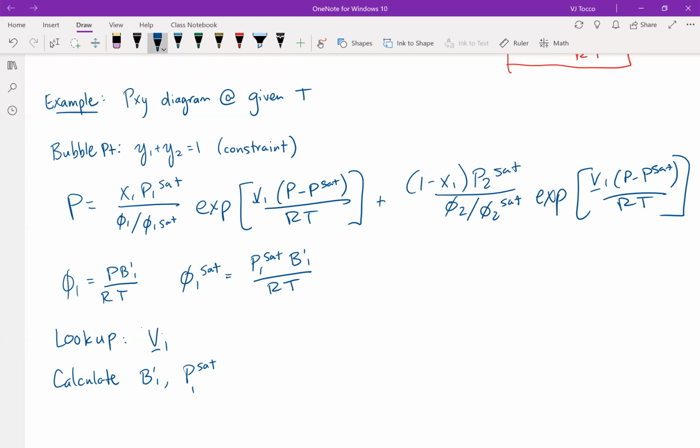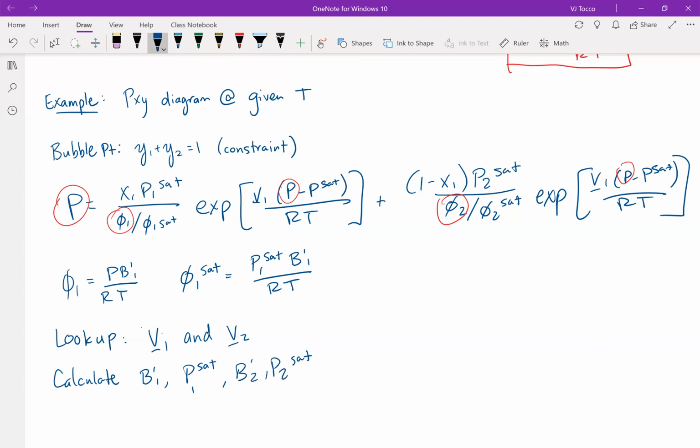And obviously the same thing for component 2 over on this side. But this would be one equation for one unknown, provided that x1 is known. There are no other unknown variables here. Just P is the only unknown, and P is involved there, there, and there. All right, so definitely use Solver or Goal Seek. Also, P is involved there and there as well, because there's two terms, right? So I have to look up V1 and V2. These are both pure component molar volumes.